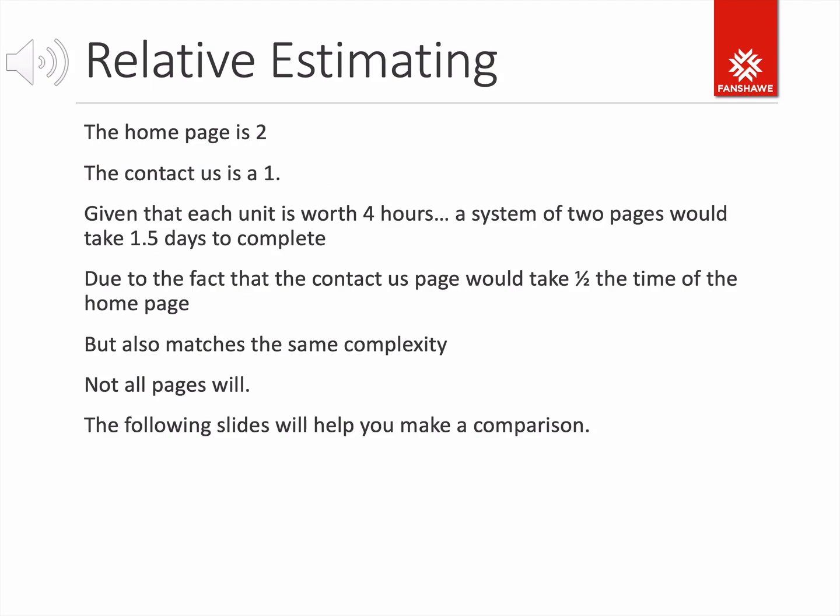Now, I want to stop you there for a second. Let's assume for a moment that we're going to build a system that's only going to have a home page and a contact us page. Wouldn't that be a great system? Well, let's just pretend for a minute. Given that each unit is worth about 4 hours, a system of 2 pages would take about a day and a half to complete. And that would be one person working on it, due to the fact that the contact page would be half of the amount of time of the home page. And again, because the complexity also is very similar, great. We've got a 2 and a 1, which gives us 1.5 days.